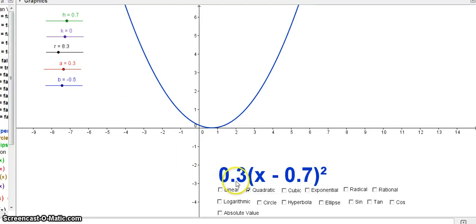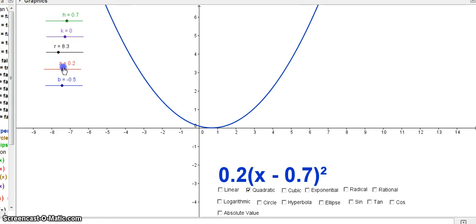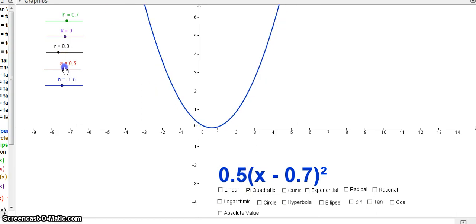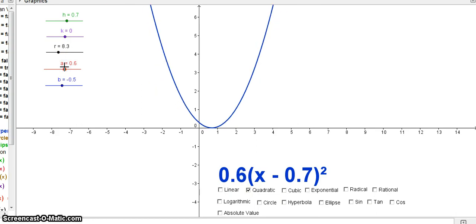and you can see here in our GeoGebra file, we have a 0.3 in front. As I increase that value, our graph seems to shrink. Well, it's not really shrinking. It's not getting smaller horizontally. What it's doing is stretching vertically.